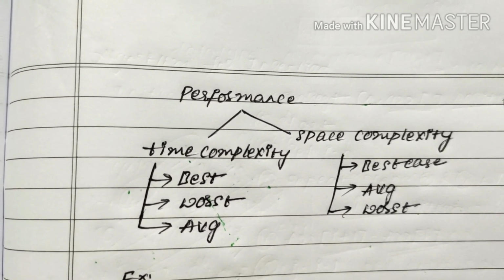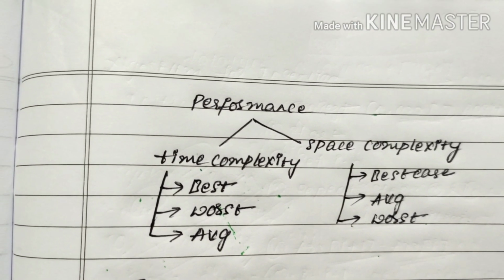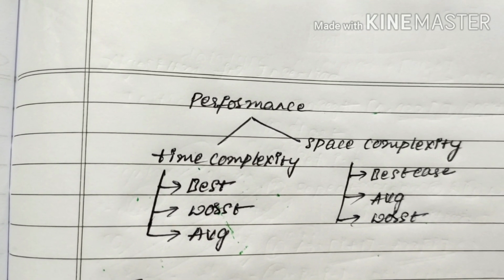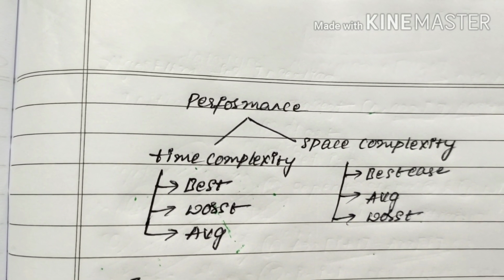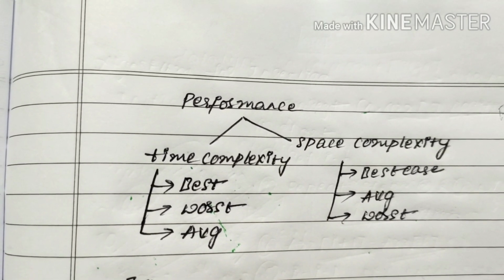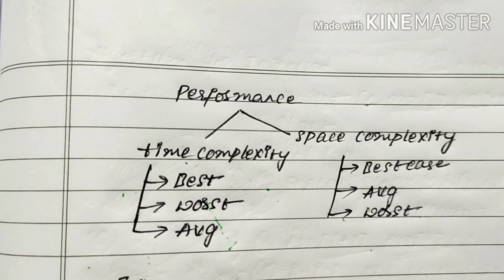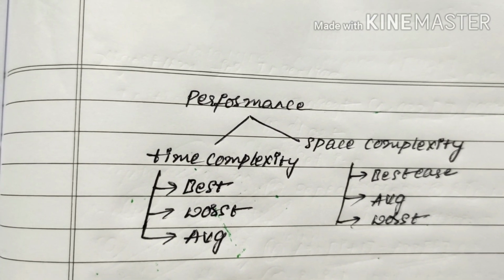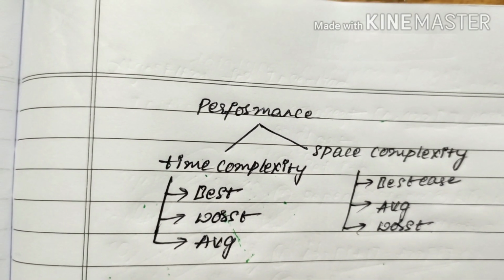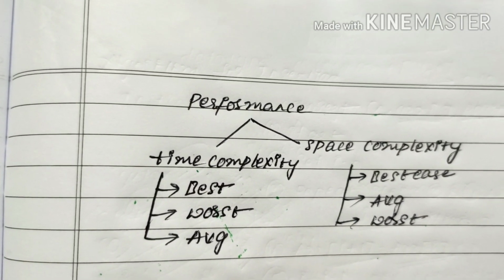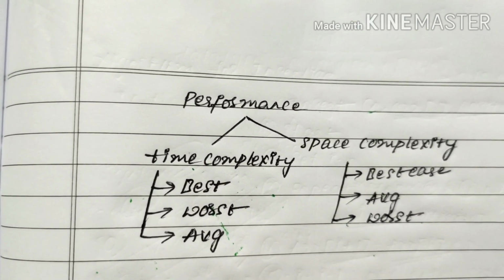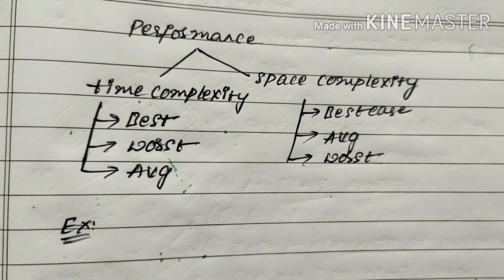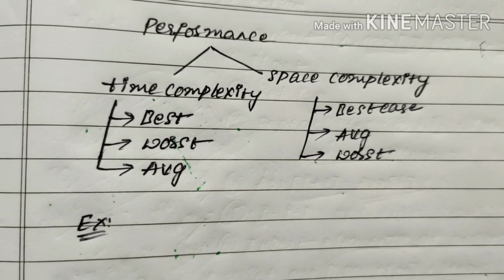Time complexity is of 3 types: best case, worst case, average case. Similarly in the space complexity, best case, average case, worst case. Time complexity, best case is nothing but the minimum time it is taking to compile and execute a program. Worst case is entirely opposite to the best case because it takes the maximum time. Average time complexity is nothing but the average time required to complete a program without any errors.